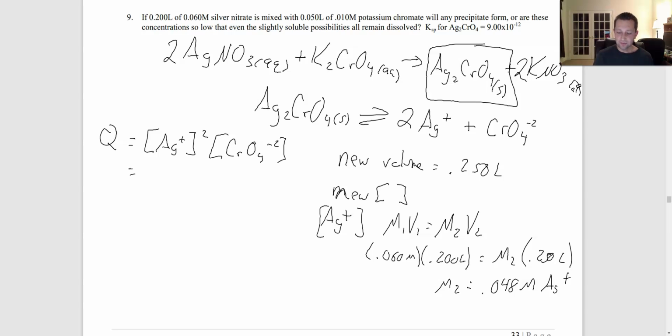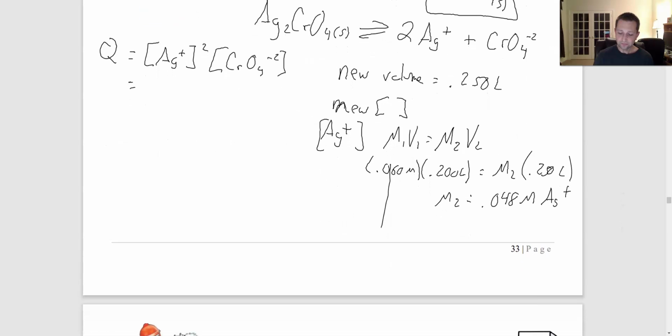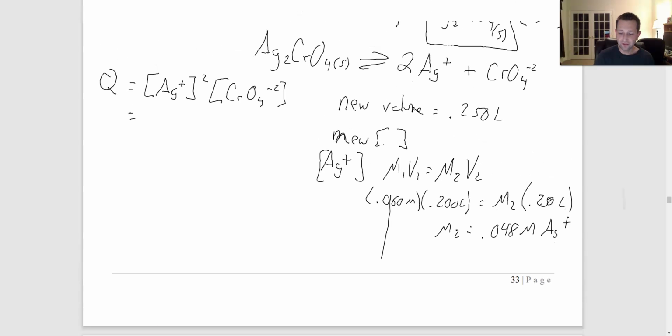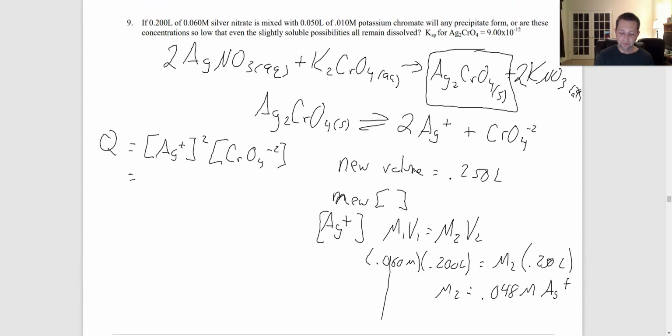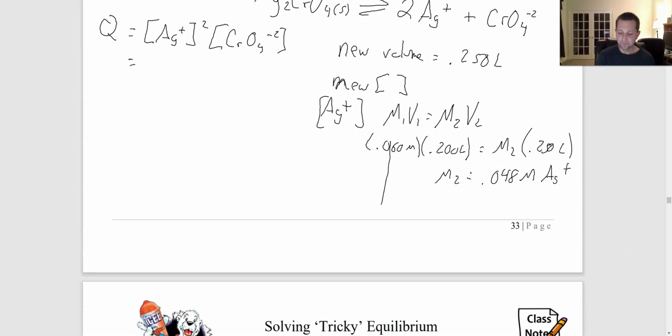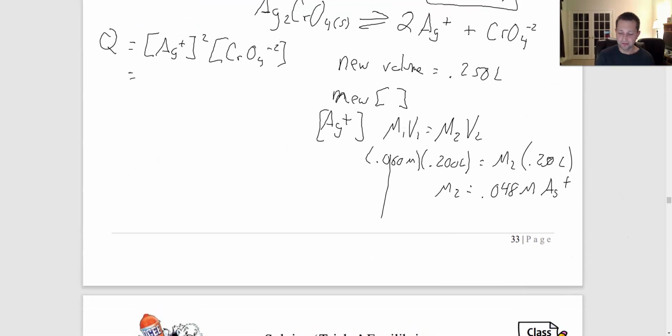You want to do the same thing for chromate. If you take a look at what we have here, your initial molarity was 0.010 molar of your potassium chromate. There's only one chromate ion here, right? So the molarity of potassium chromate of 0.010 molar is the initial molarity of your chromate ion. I'll do it here real quick, just underneath.